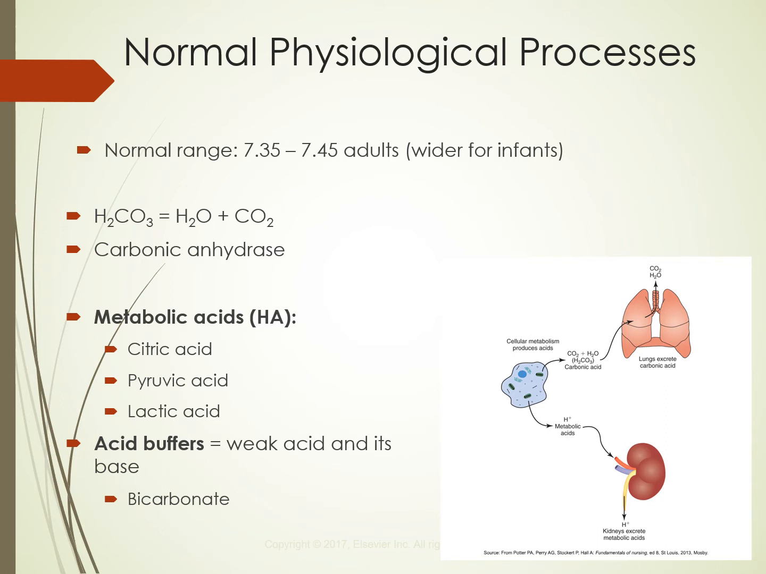As you can see from the picture, carbonic acid breaks down into CO2 and H2O and is excreted by the lungs. Through cellular metabolism, acids are produced. CO2 and H2O become H2CO3, and that is carbonic acid, which again goes to the lungs. Cellular metabolism also produces H's, which are acids, metabolic acids, which go to the kidneys to be excreted, and the kidneys excrete them as metabolic acids.